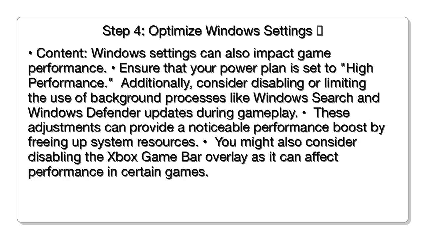Step: optimize Windows settings. Windows settings can also impact game performance. Ensure that your power plan is set to high performance. Additionally, consider disabling or limiting the use of background processes like Windows Search and Windows Defender updates during gameplay. These adjustments can provide a noticeable performance boost by freeing up system resources. You might also consider disabling the Xbox Game Bar overlay, as it can affect performance in certain games.